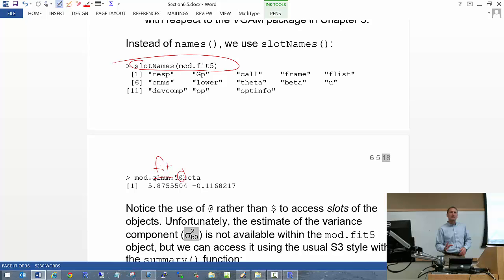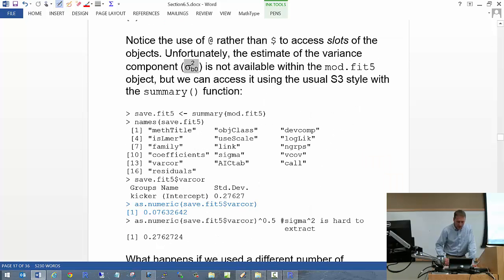Unfortunately, you cannot get the estimate for sigma squared from that. And this is the best way I've seen of how to do it. Remember how we used the summary function to summarize the information that was in there? Well, we've done this a few times before. You can actually save the results from summary into an object. And so that's what I did here. I did save.fit5.